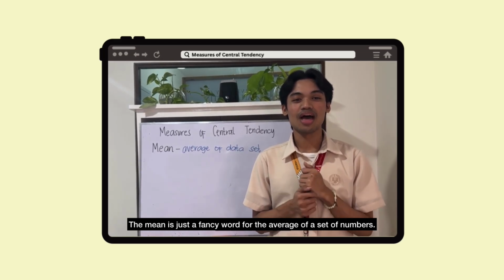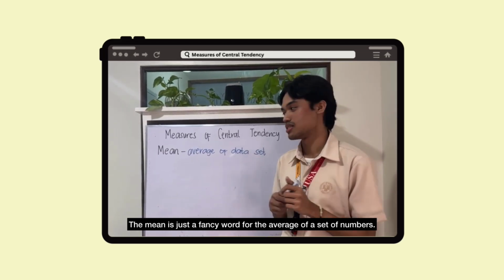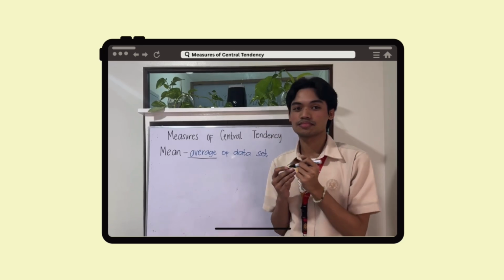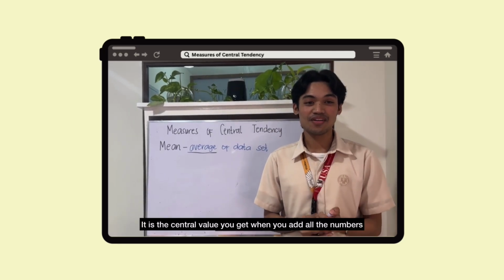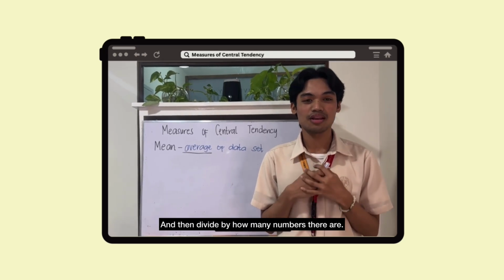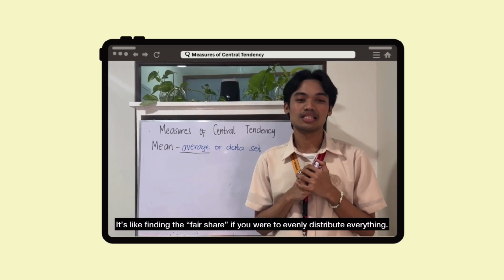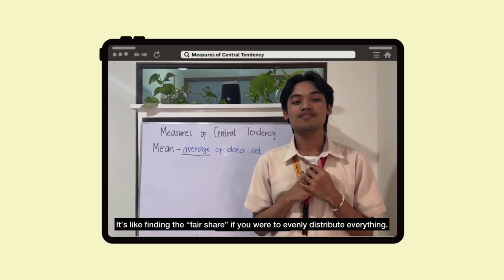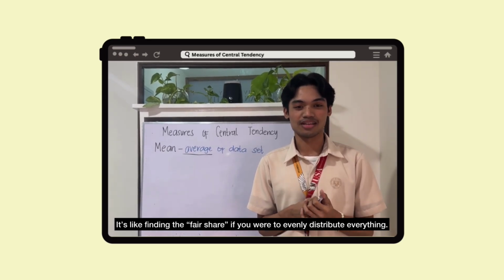So the mean. The mean is just a fancy word for the average of a set of numbers. It is the central value you get when you add all the numbers and divide it by how many numbers there are. It's like finding the fair share if you were to evenly distribute everything.